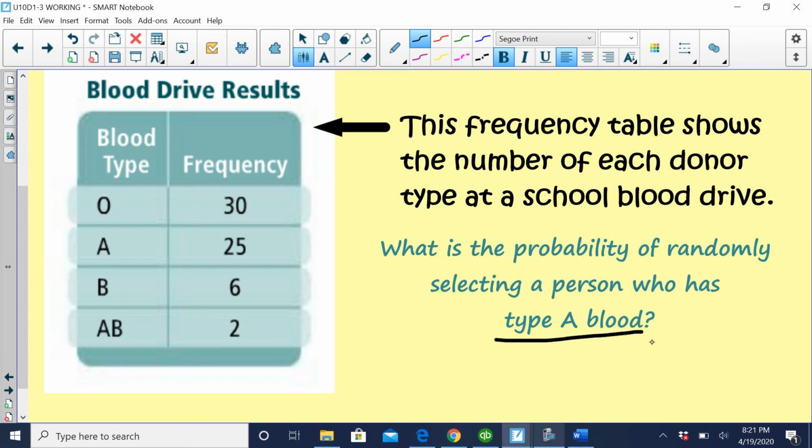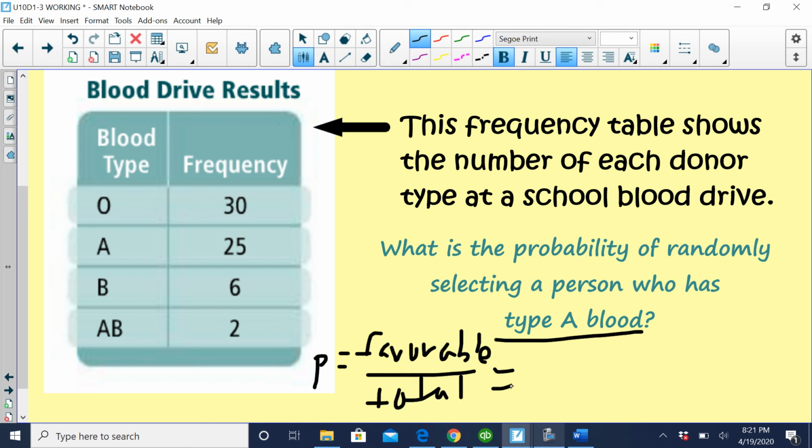Remember, when we calculate our probability, we say it's the favorable over the possible, or the total. The favorable means I'm looking for people that are donating type A blood. And how many people donated type A? Well, it says 25 of the people that donated were type A. And then I need to know the total. So what I'm going to do is add 30 plus 25 plus 6 plus 2.